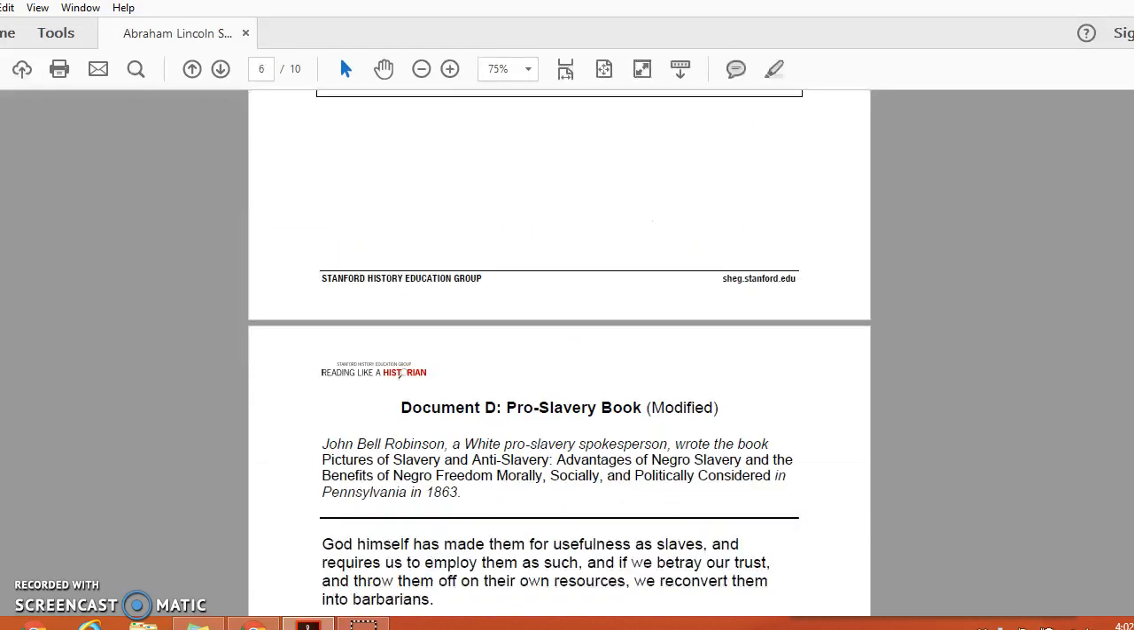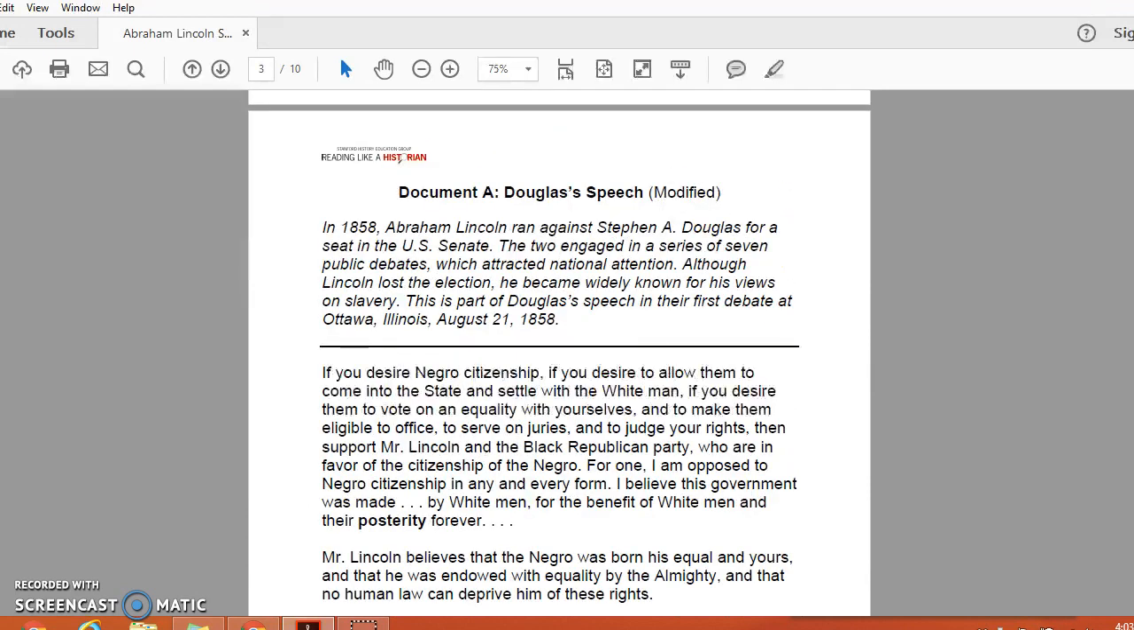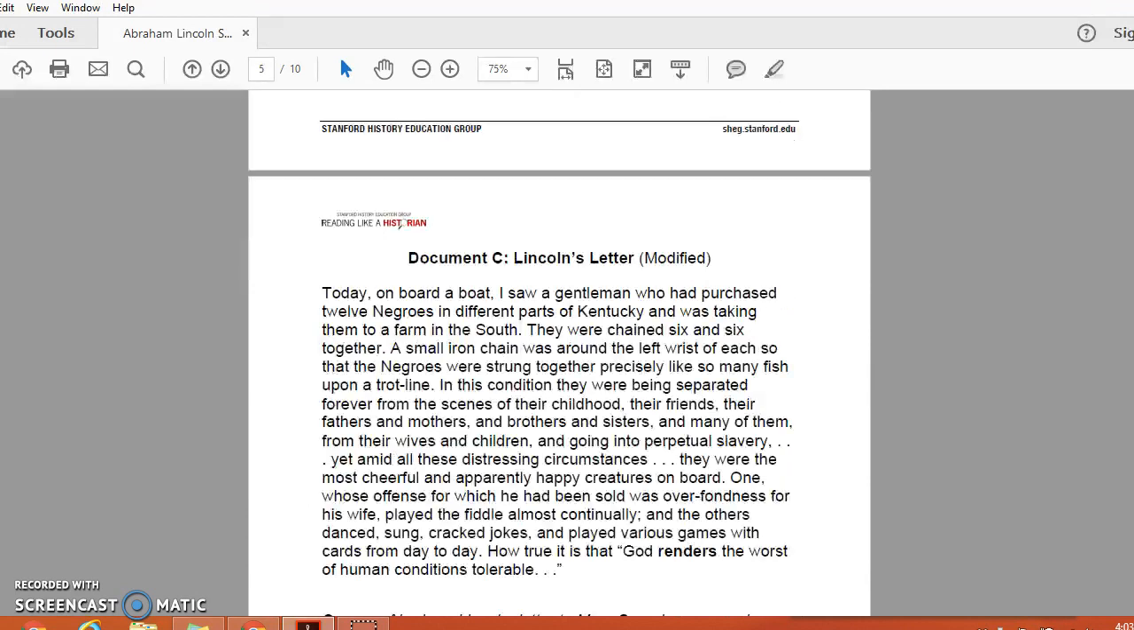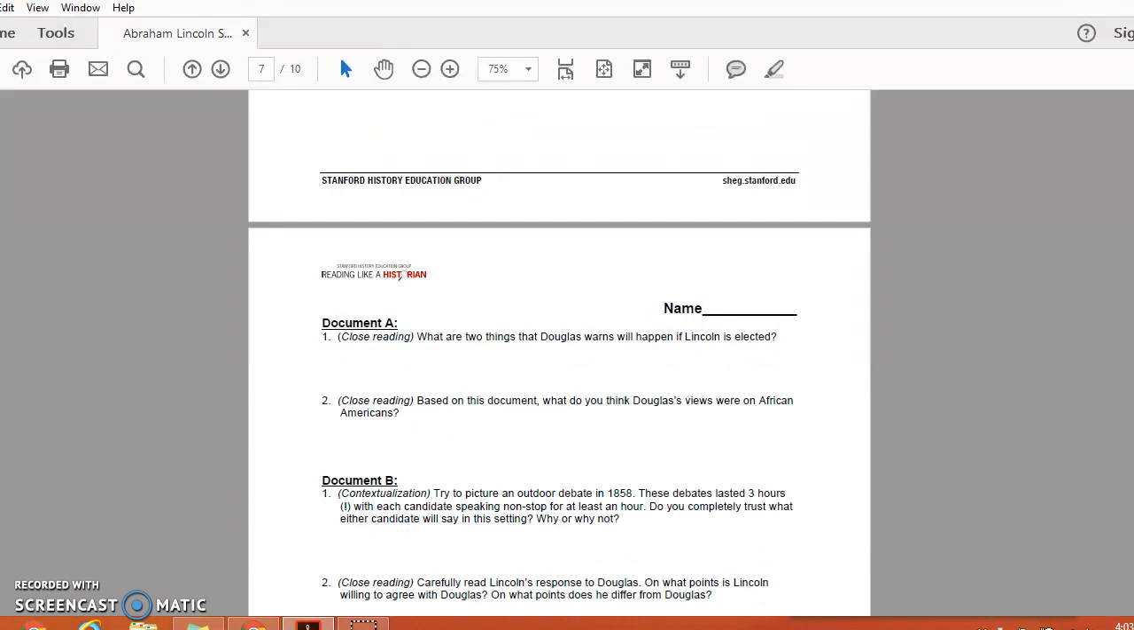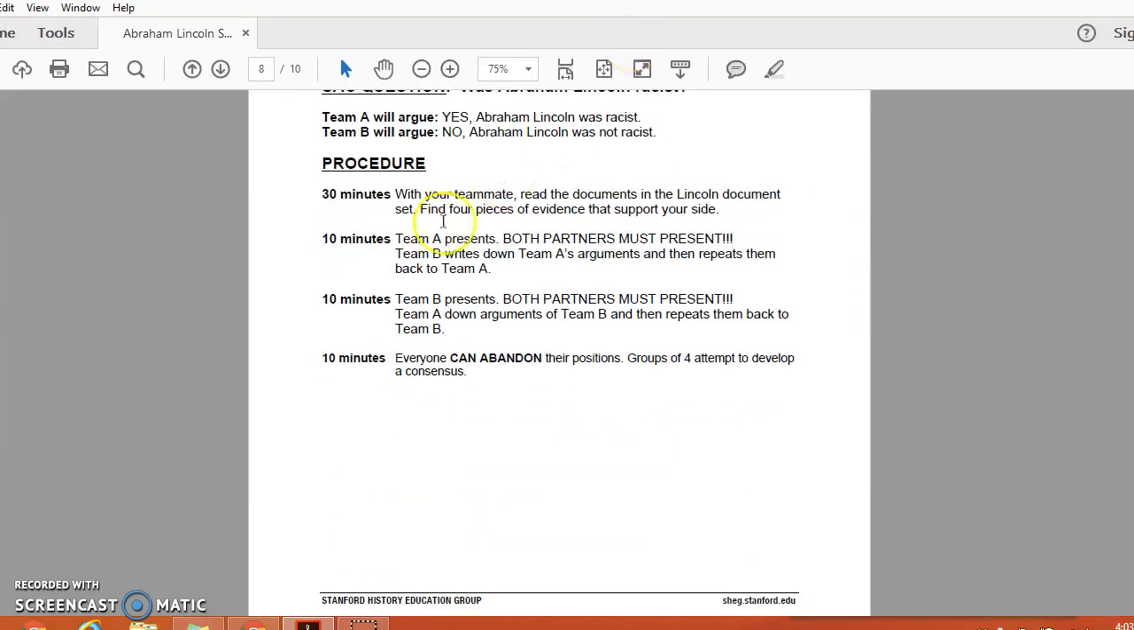You have a packet that has documents A through D. Okay? Documents A through D. So you're going to read through those, answer the guiding questions, and then you'll be prepared to find 4 pieces of evidence that support your side. Okay, so both Team A and Team B do that.